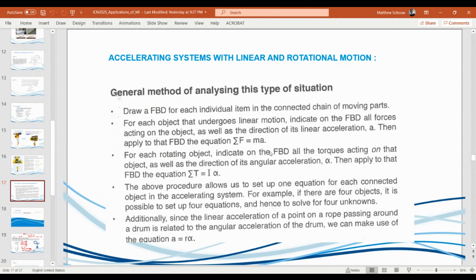Now, where the new section really comes in, this new part of the analysis in chapter 2: for each rotating object, we also indicate on the free body diagram all the forces, and we also indicate the direction of the angular acceleration, and then apply the sum of torques equals I alpha, right?